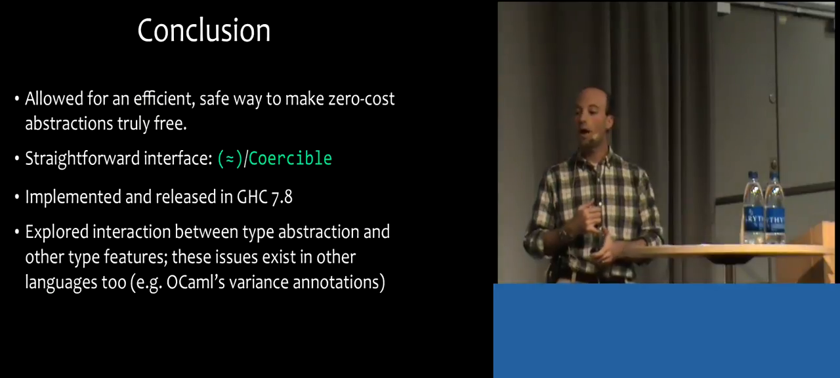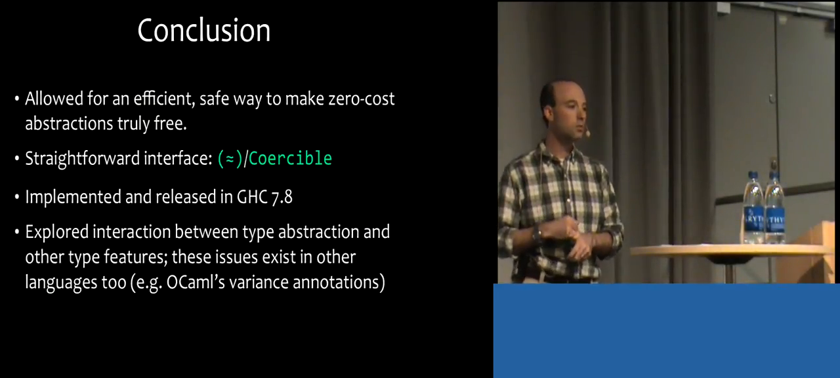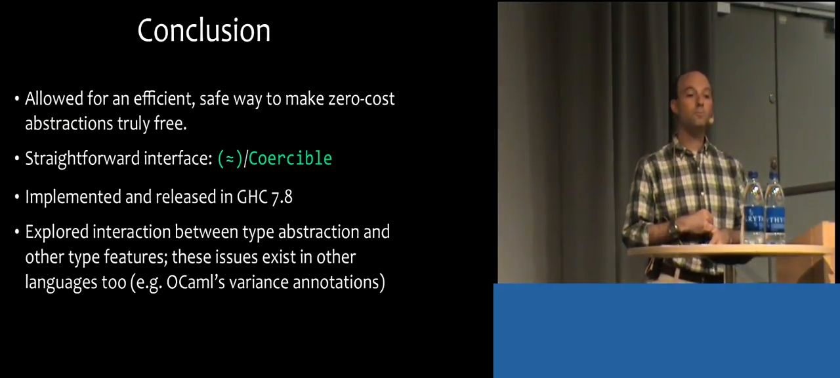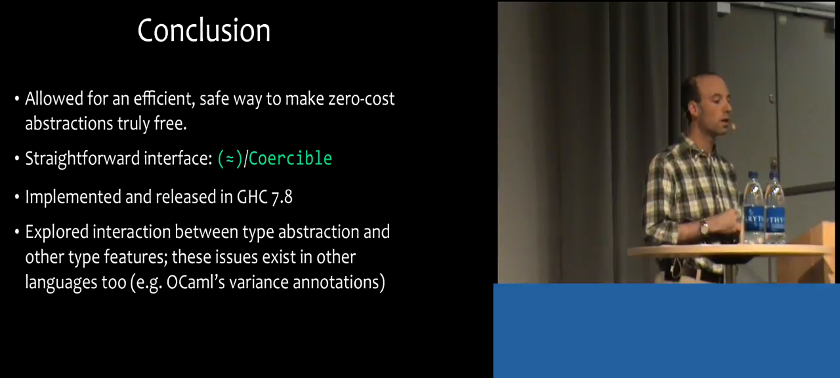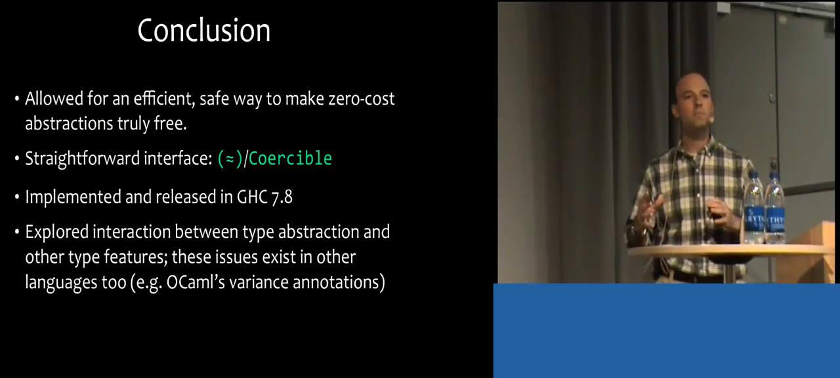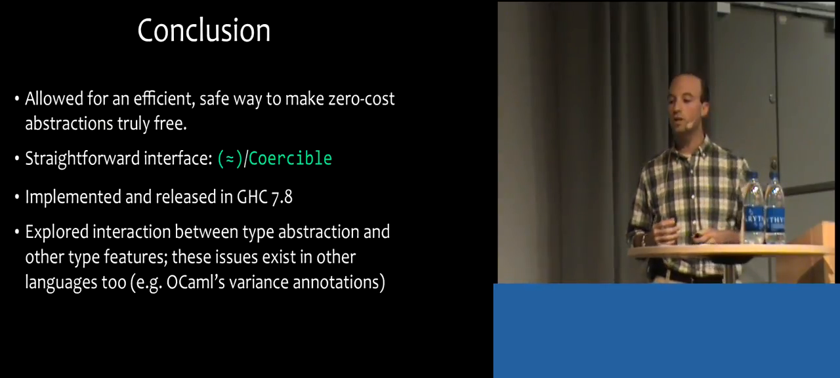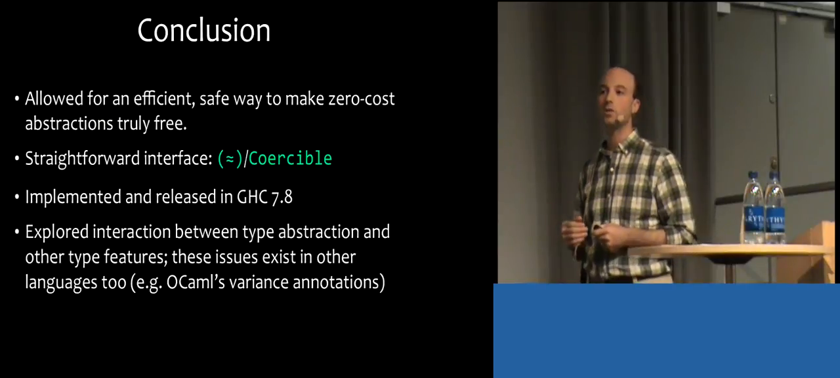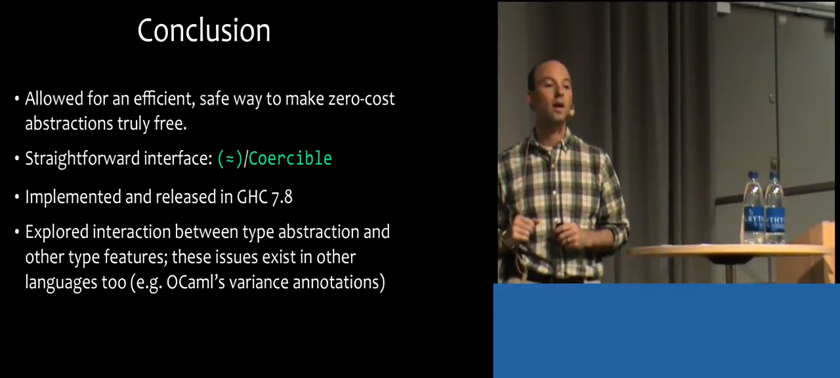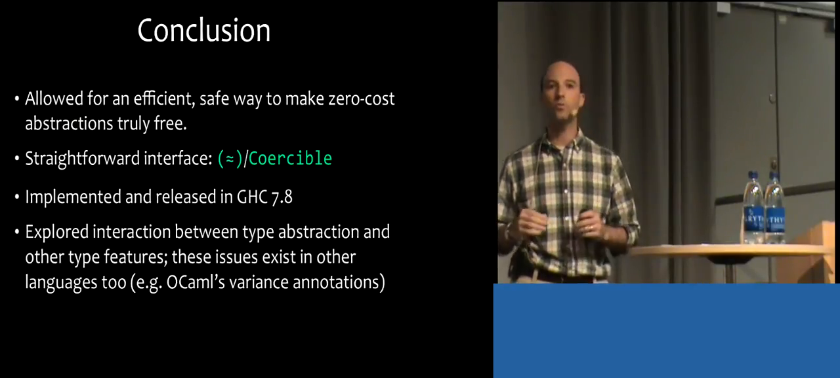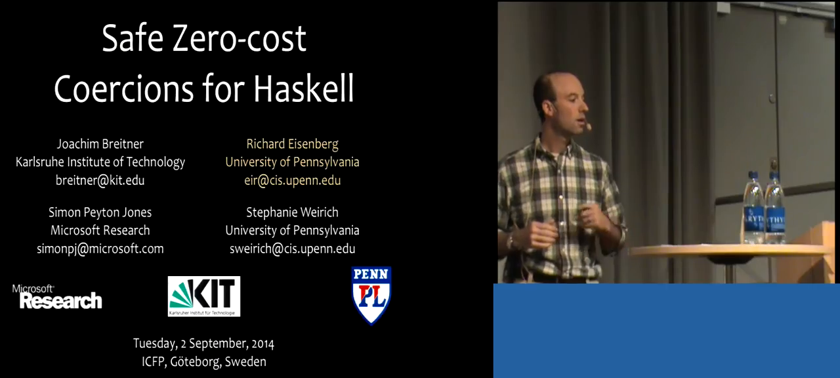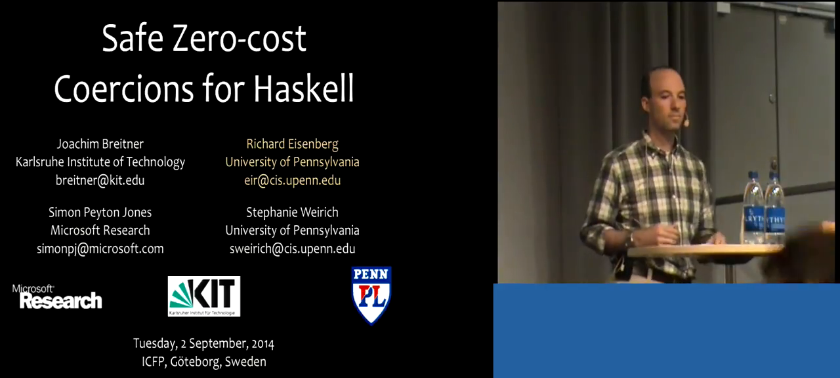So wrapping up, we've provided a way of getting truly free zero-cost abstractions instead of just mostly free. It has a straightforward interface to programmers based on type classes, something that people already know how to use pretty well. It's implemented and released. And actually, in the process, we explored that there are sometimes subtle interactions between type abstraction and advanced type system features. And OCaml has hit this also and has created the need for variance annotations there, also on parameters to data types. And it's not yet clear exactly what the relationship is between these variance annotations and roles. Thanks for your attention. I'll take your questions.